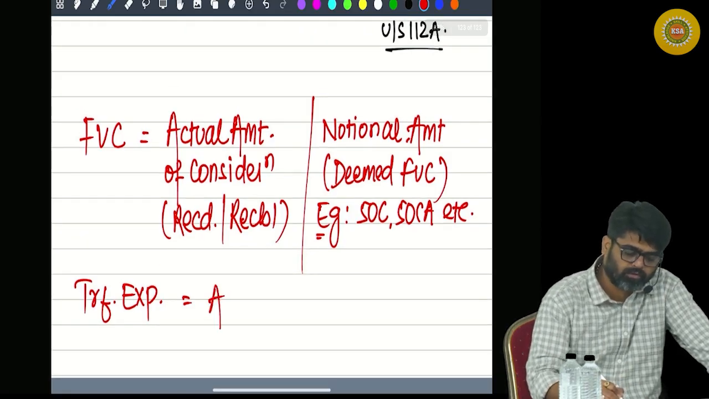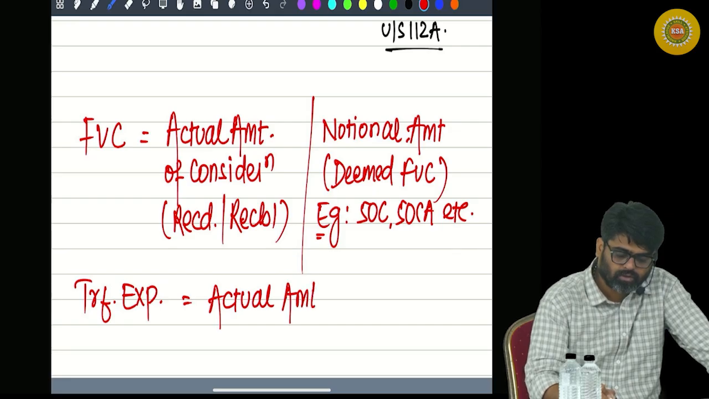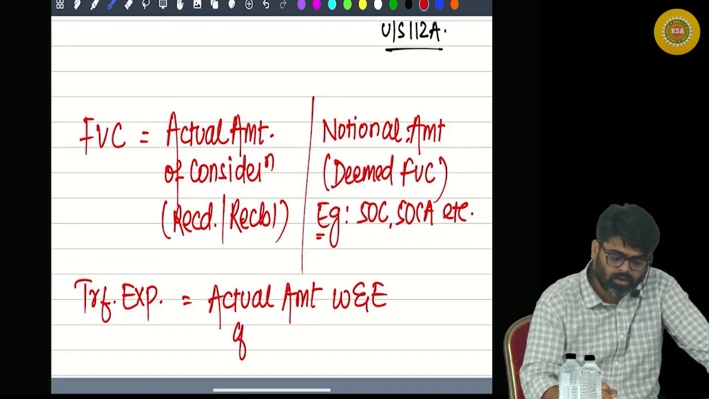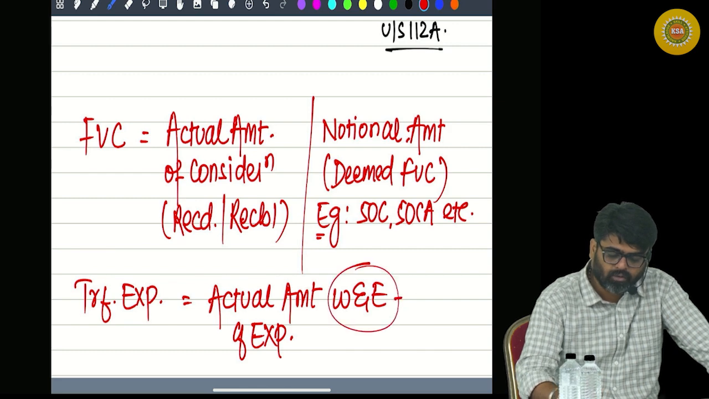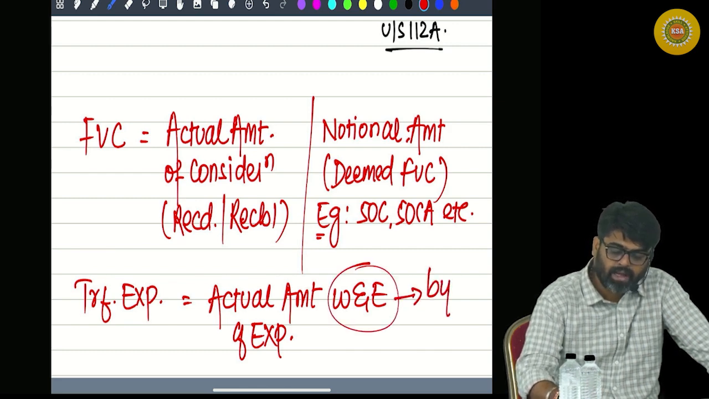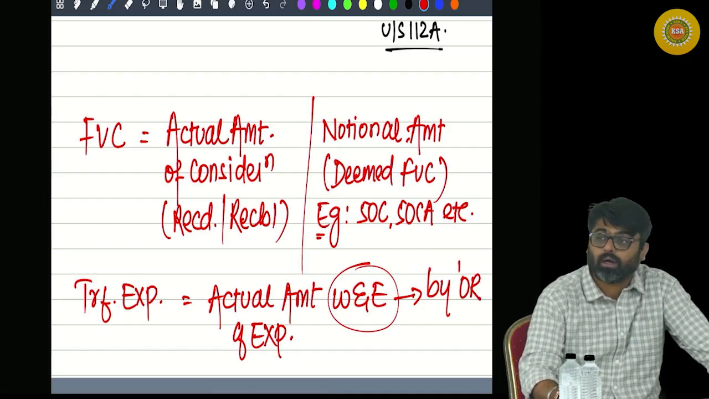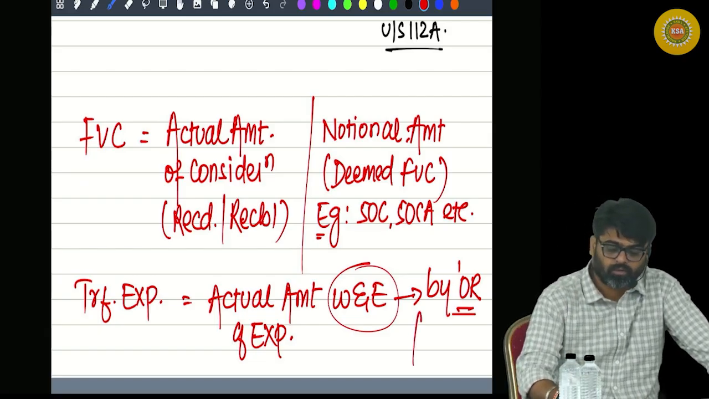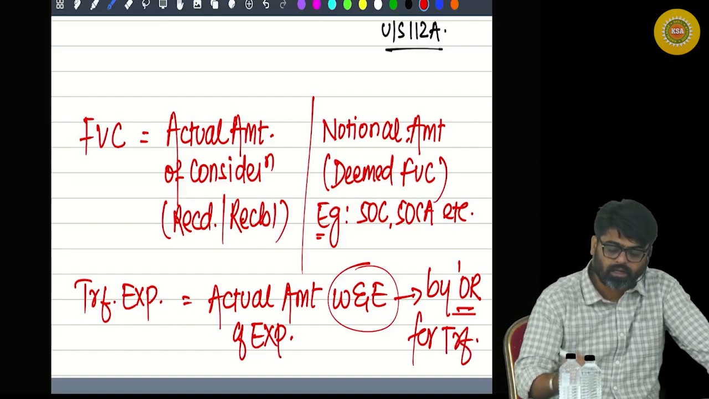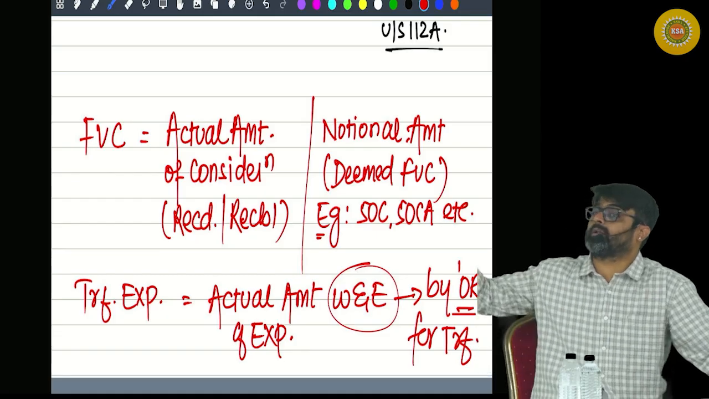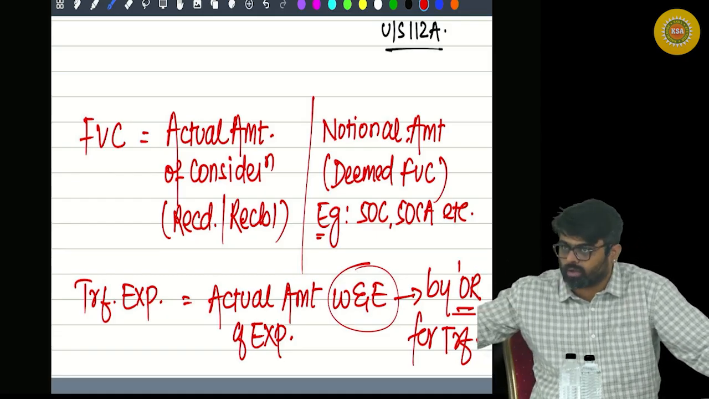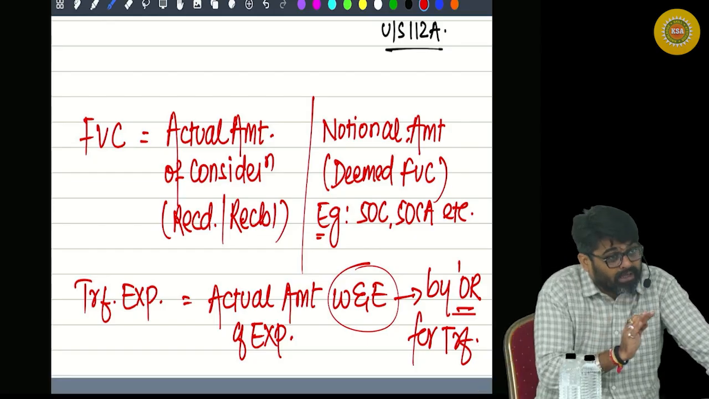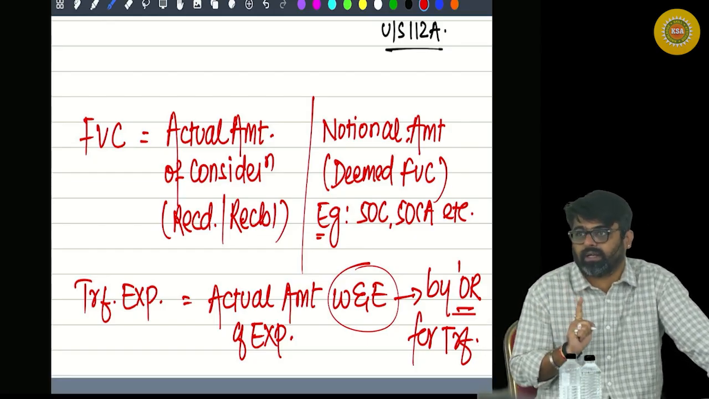Transfer expense is always the actual amount, which is the wholly and exclusively incurred amount of expenditure, incurred by the transferor, and not the transferee, for transfer of his capital asset. Whatever actual amount of expense which you relate like this, that amount you take as your transfer expense. Yes or no? This I am telling you, how to identify these amounts from the question. Getting my point? Now next one.